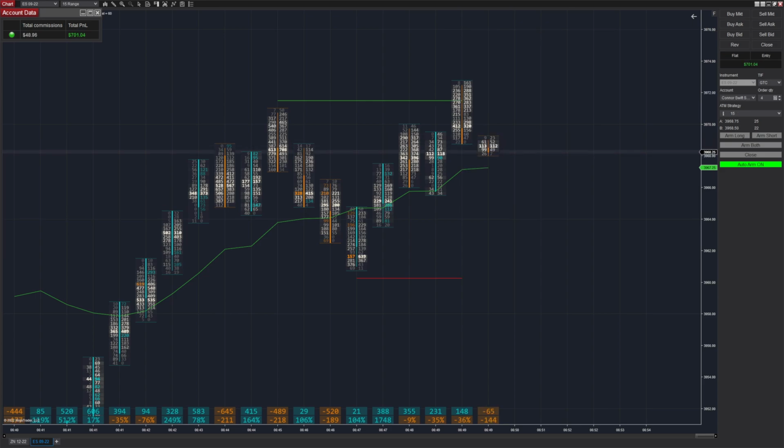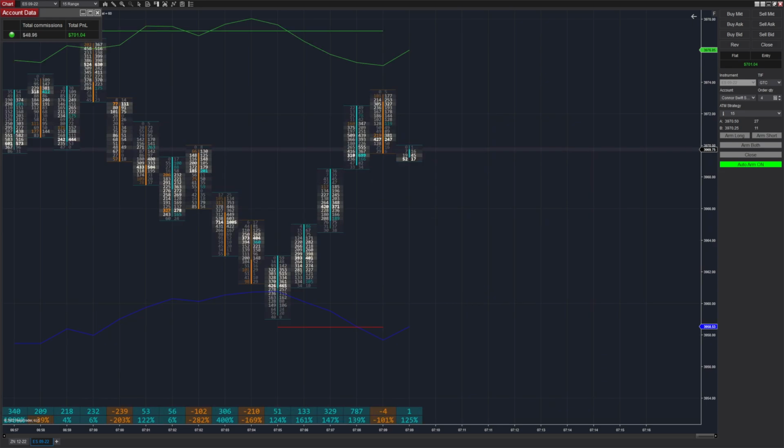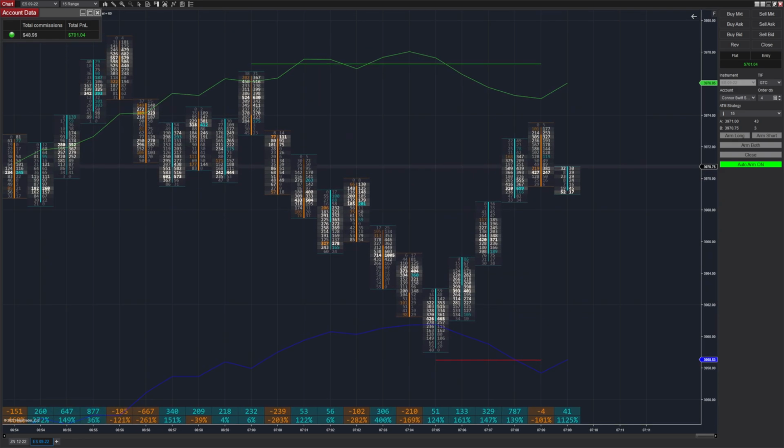However, we're definitely going to be leaving auto arm enabled as we're looking for that next trade. About 20 minutes now have passed since our last trade.